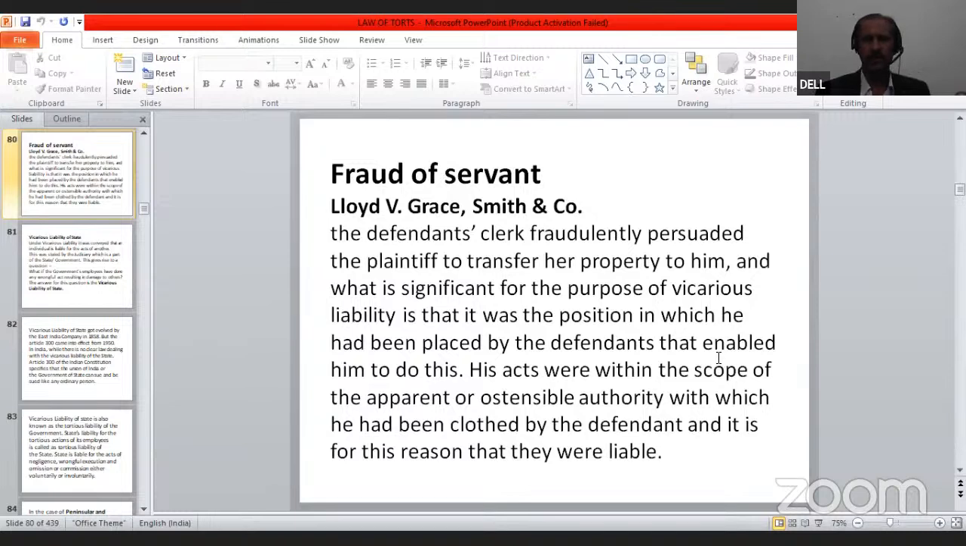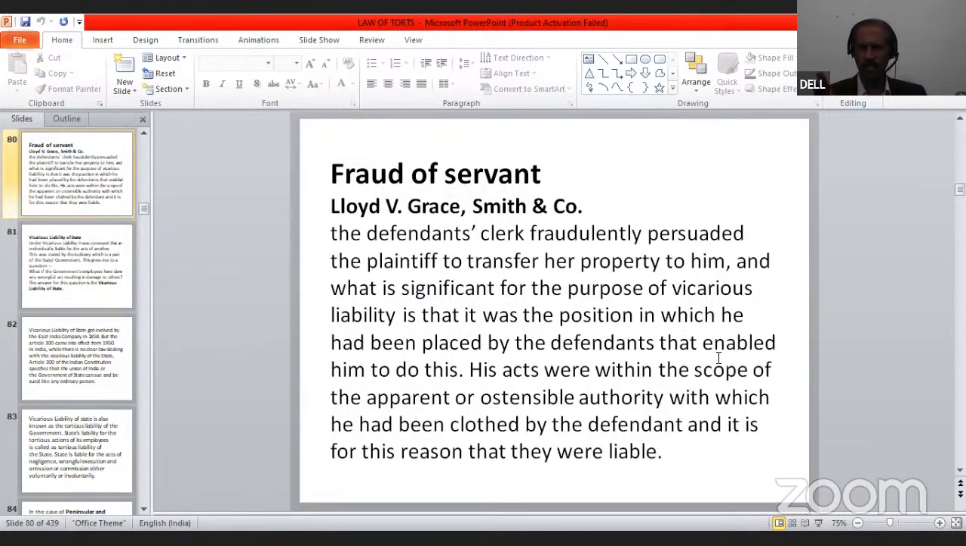So these are the five different circumstances we are giving: carelessness, mistake, willful wrong, theft, fraud. In all five different circumstances, we are trying to bring the wrongful act of the servant within the course of employment. So the master is responsible in these circumstances.